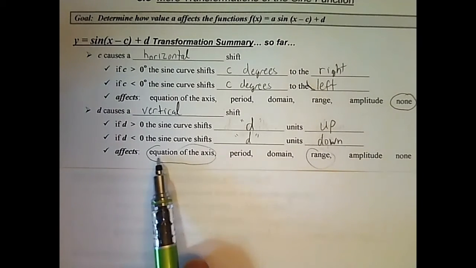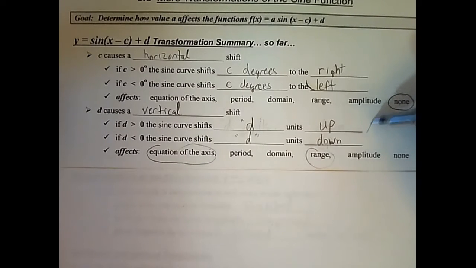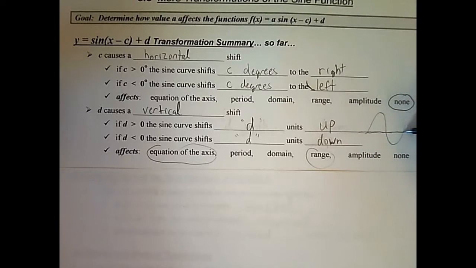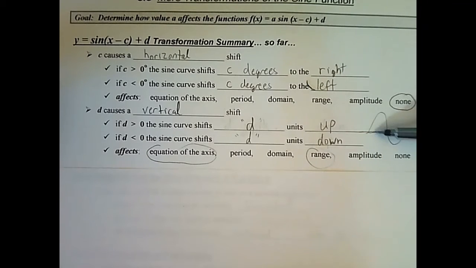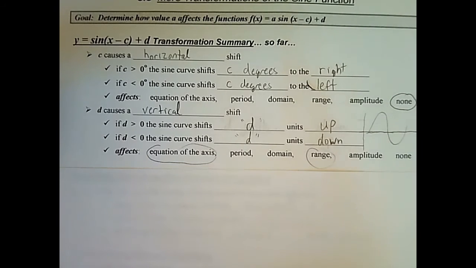This affects the equation of the axis, because remember the equation of the axis is that middle point between the max and the min, and that value is recorded on the y-axis. So shifting the graph, or shifting our curve, up and down, is going to affect where this equation of the axis is on the y-axis. It also affects the range because it affects the max and the min values.